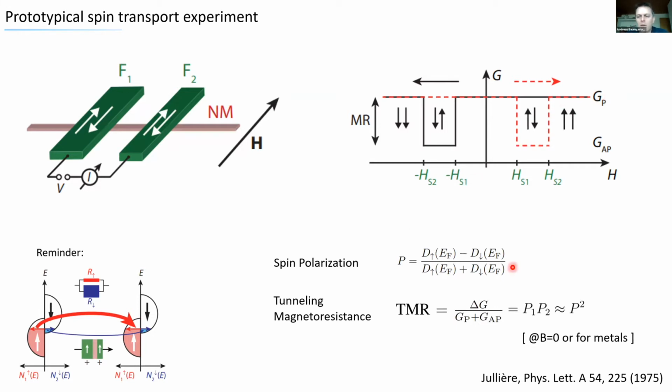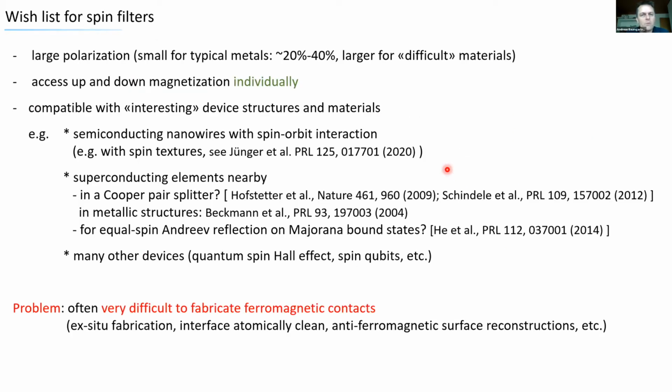And if we work at zero field or in metallic structures, then we have a spin polarization. This is not tuned too much by magnetic fields or gate voltages. Then we can define this tunneling magnetoresistance. That's basically the change of the conductance divided by the sum of the two conductances. In the literature there are different definitions around, but if you choose this one, then you get very simple expressions for the TMR, which basically scales with the polarization of these two ferromagnets. Now, if we want to do experiments like this, there's my personal wish list for spin filters.